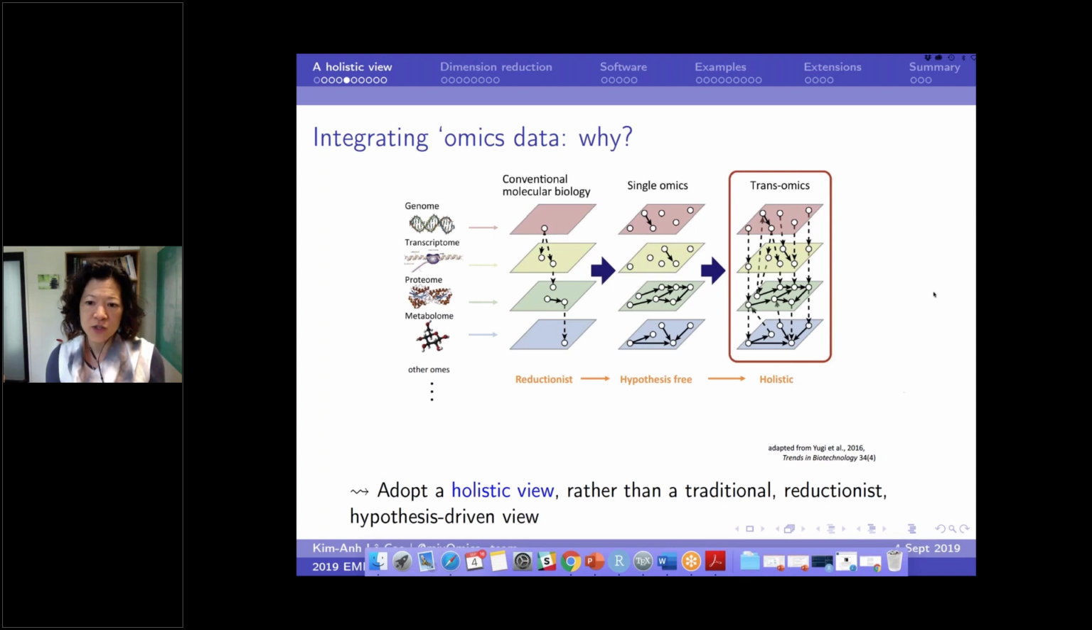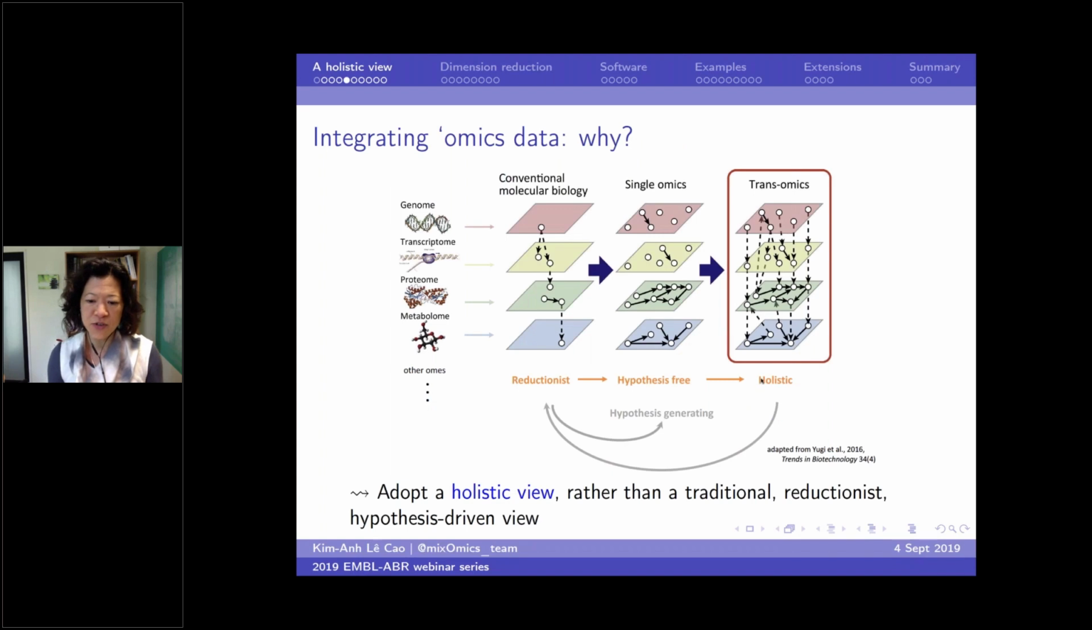And now we are entering the arena of transomics or multi-omics, where we measure several thousands of molecules from different omics platforms in order to obtain a holistic view of a system. But that doesn't mean that we have to completely forget about a reductionist type of approach, because what we're really trying to do here is to identify the key molecules that are going to tell us more about the biological system and go back into a reductionist type of approach to generate new hypotheses.